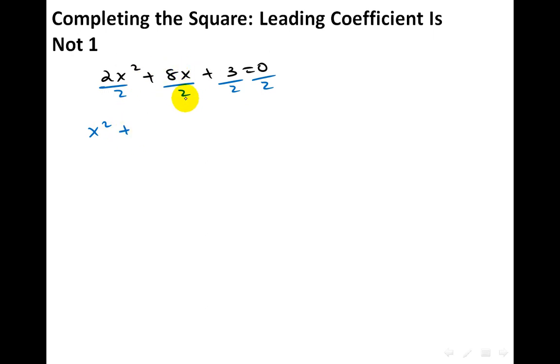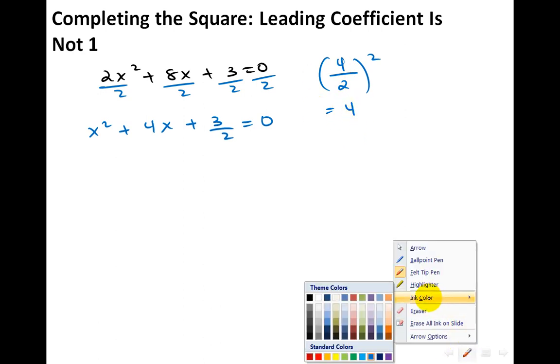Here you'll have 8 divided by 2. It will give you 4x. This one cannot be simplified, so you'll have just 3 over 2 equals to 0 over 2 will give me 0. Now we can work on the middle term, which is b. 4 divided by 2 the whole squared. What's 4 divided by 2? 2. 2 squared will give me 4. So you're going to add and subtract this number, which is 4.